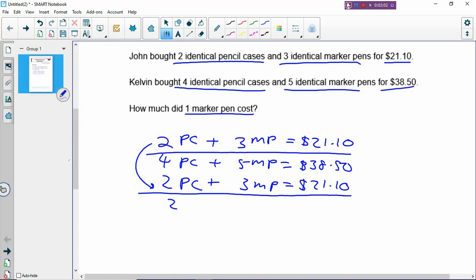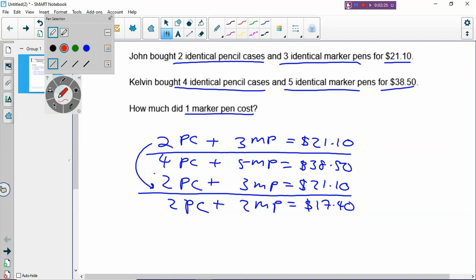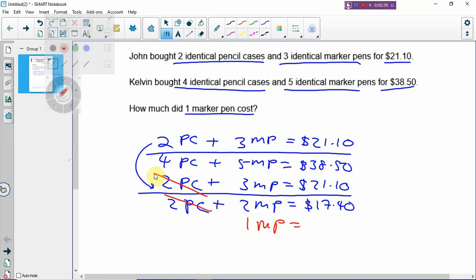So you subtract 4 minus 2, you get 2 pencil case, and then 5 minus 3, you will get 2 marker pens, and then you subtract again. So you have $38.50, and you minus $21.10, you will get $17.40. Then you can find 1 marker pen already. How do you find 1 marker pen? 2 pencil case minus 2 pencil case, you get nothing. And then 3 marker pens minus 2 marker pens, you will get 1 marker pen. And then $21.10 minus $17.40, you will get 1 marker pen is $3.70. So that's how you solve it, which is also quite fast.